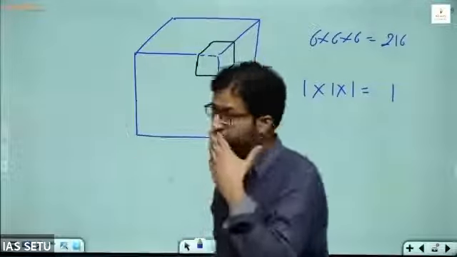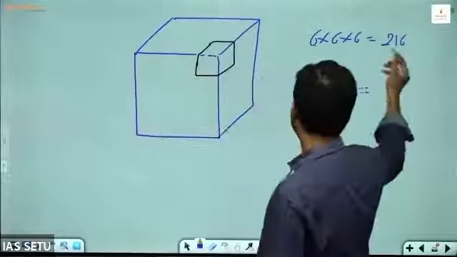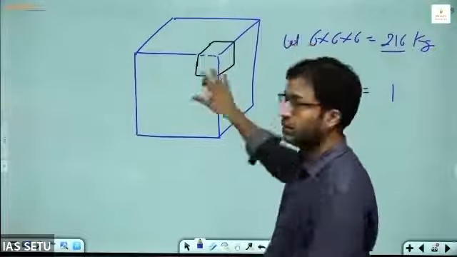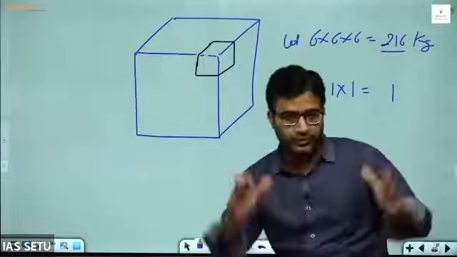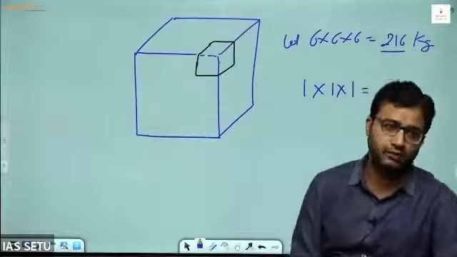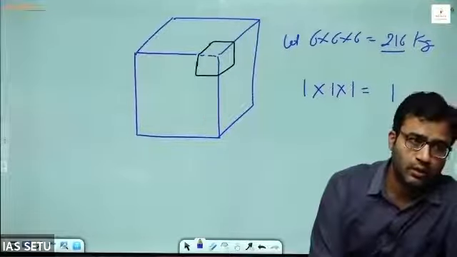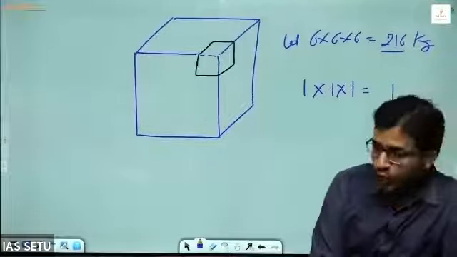I assume the original cube has 216 kg weight. I assume this is a 216 centimeter cube, a very large cube. I assume that it has 216 kg weight. So here this small part 1 by 1 by 1 will have 1 kg weight. This is one part out of 216 parts. From the big cube, one small part has been removed.